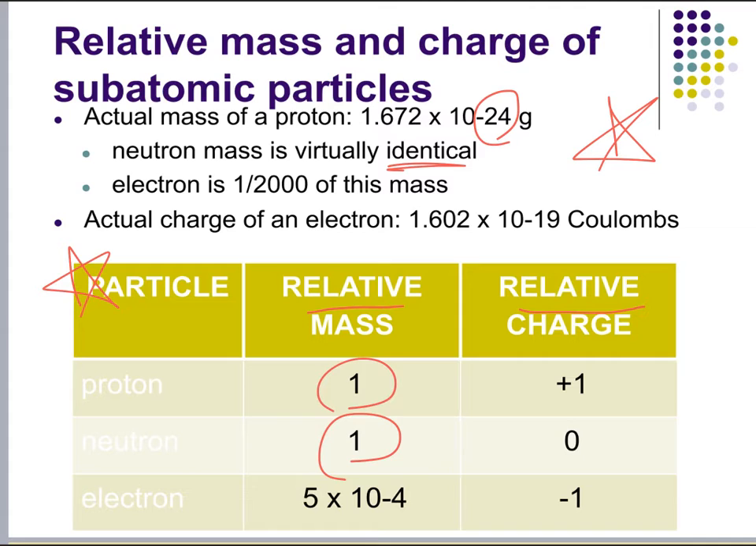An electron is much smaller. It is 1/2000th of this mass. So if a proton was a mass of 1, an electron would be 5 times 10 to the negative 24th. Again, that should be an exponent to the negative 24th. So it's very, very small. It does not weigh in on the atomic mass at all, or the average atomic mass, or relative molar mass. It does not affect those masses. It does have a mass because it is matter, not energy in that sense.